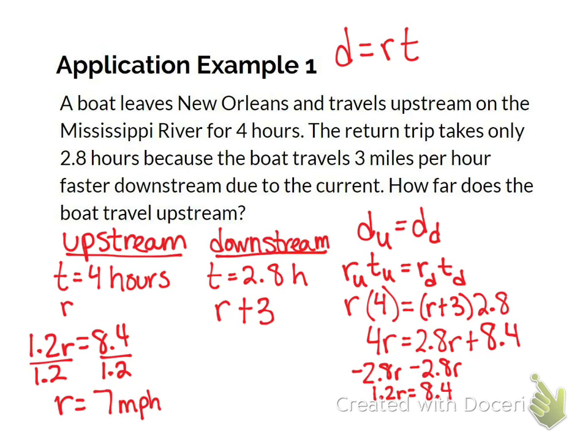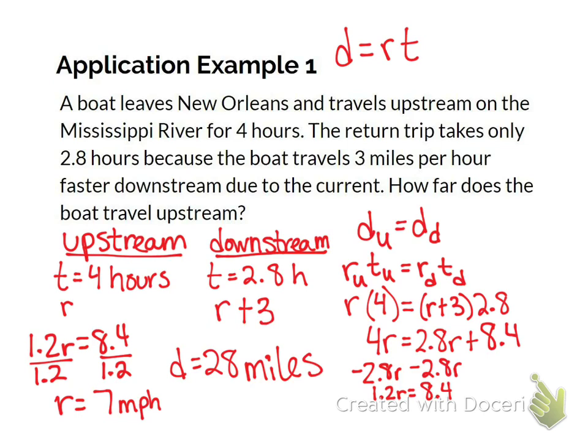Now, what did they ask us? Because they didn't ask us for the rate. Liam, what'd they ask for? How far the boat travels upstream? Good. How far does it travel? So what do we need to do? Liam? Multiply the rate by the hour. Good. Multiply your rate times your time. So if it took us 4 hours and we went 7 miles per hour, how far did we go? 28 miles. So our distance was 28 miles.